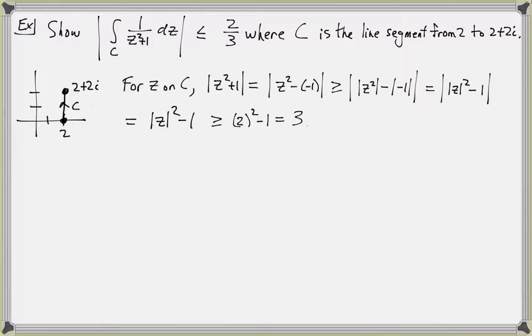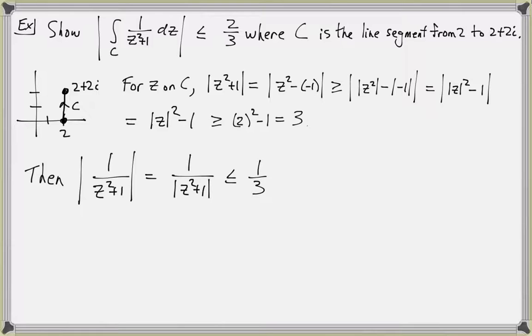So we see that the denominator, z squared plus 1 in absolute value, is always greater than or equal to 3. So then the fraction 1 over z squared plus 1 in absolute value will equal 1 over the absolute value of z squared plus 1. And since the denominator is always greater than or equal to 3, 1 over z squared plus 1 in absolute value will be less than or equal to 1/3. So if we make the denominator smaller, then the fraction gets bigger. So 1 over z squared plus 1 is less than or equal to 1/3.